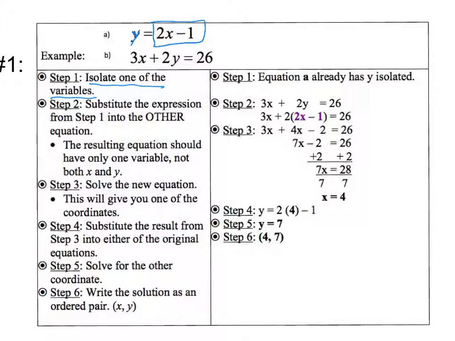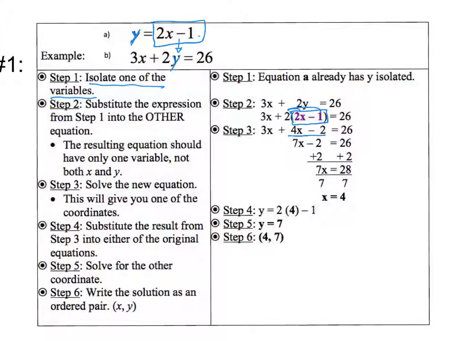I know that this is equal to y. Well, y shows up in the second equation right here. So I'm going to take this 2x minus 1 and plug it in here for y. That's what they've done. We have 3x plus 2y is 26. In place of y, we have put this 2x minus 1, and then we're going to distribute. 2x times 2 is 4x, and 2 times negative 1 is negative 2. That's how they came up with this.